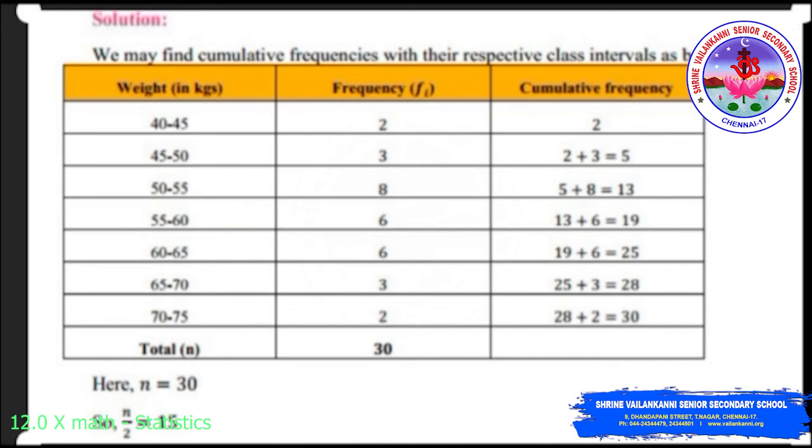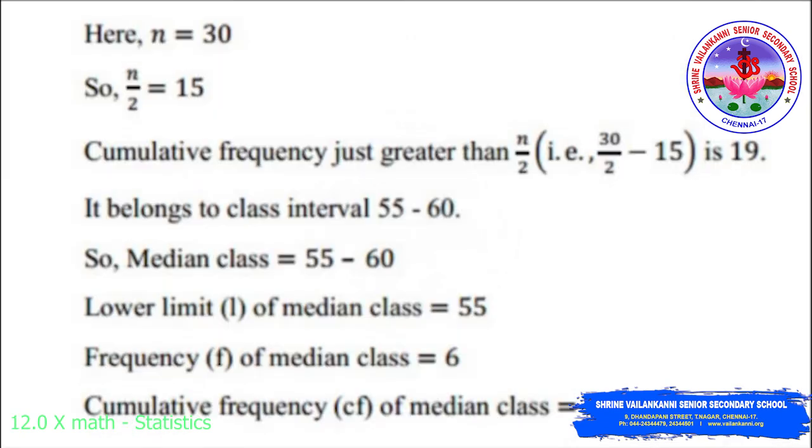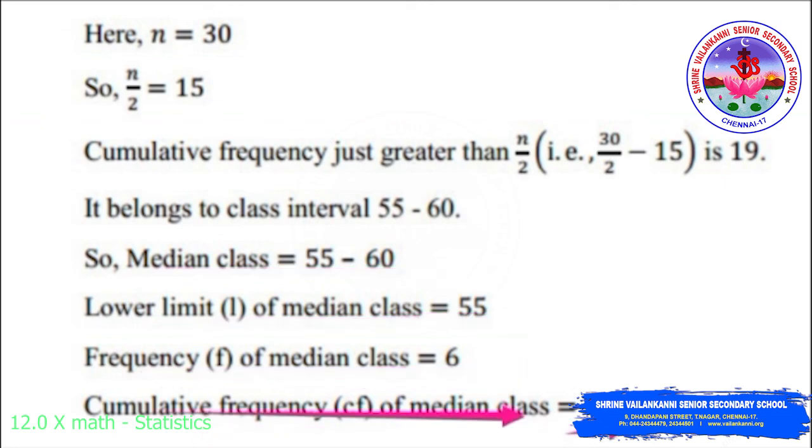The frequency, which is related with the interval, will be 6. And I am going to select the cumulative frequency value, which precedes the row present in the 50 to 60 interval. So I have selected the median class as 55 to 60. In this, my lower limit of the median class is 55. The frequency related to this interval will be 6 and the cumulative frequency will be 13.